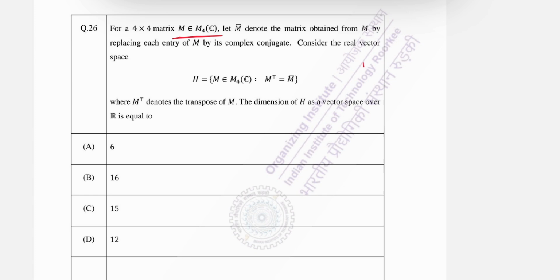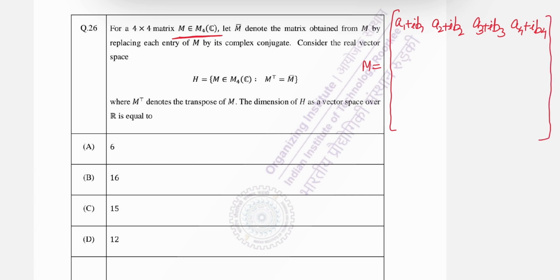M equals, we can assume it to be like this: A1 plus iota B1, A2 plus iota B2, A3 plus iota B3. Actually this is iota. I here read I, but that is not the correct pronunciation. Here I means iota.